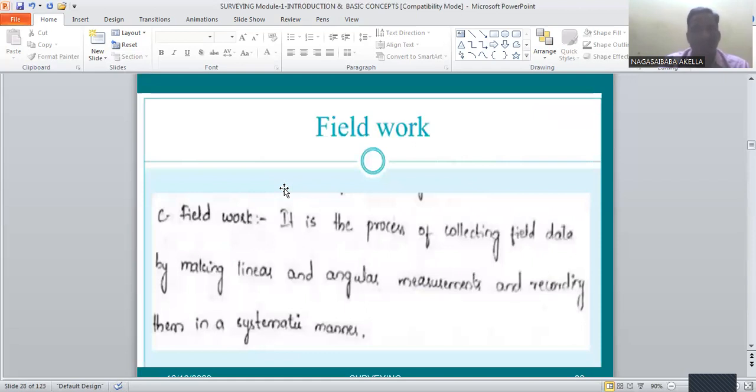In the third phase, you have to go to field. It is the process of collecting field data by taking measurements, by note down the measurements in the record, by making linear measurements with the help of chain or tape, and angular measurements with compass or theodolite, and recording whatever the observations you have taken in the field, that should be recorded in the field book in a systematic manner. That is the third phase.